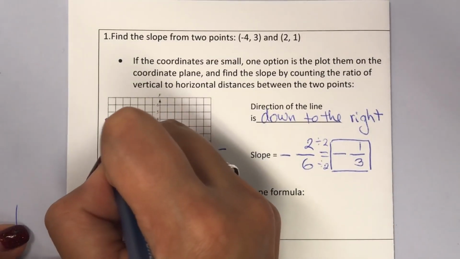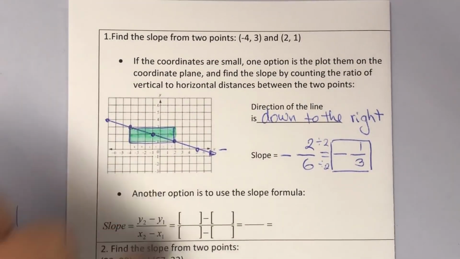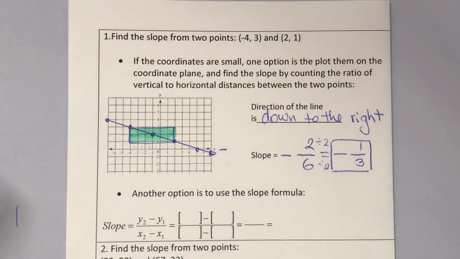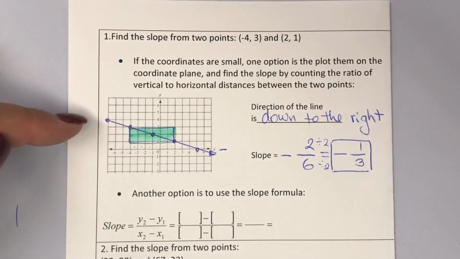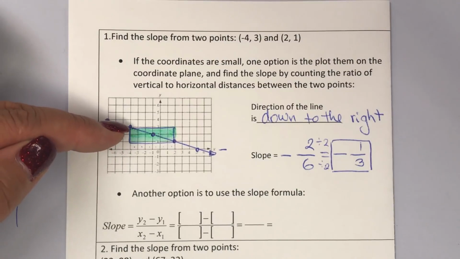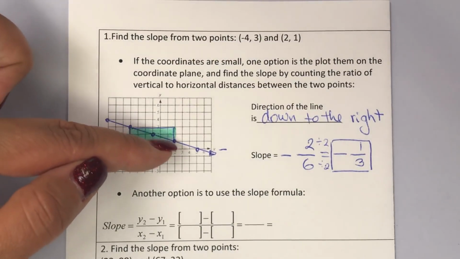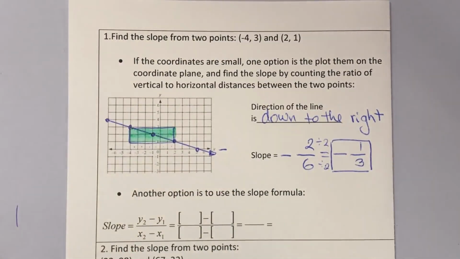And you can extend it either way to see that that same rate of change is working throughout the line. For every square down, there are 3 across. 1/3 vertical over horizontal, negative direction.